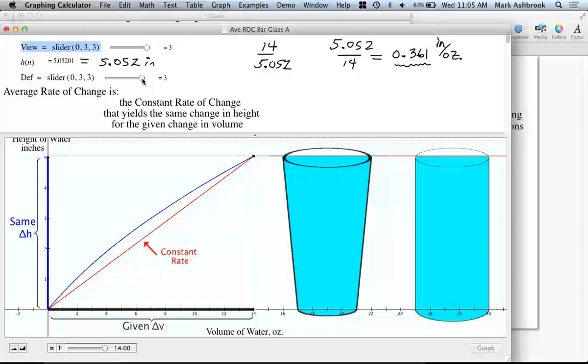So memorize that. And practice. Yeah, we're going for understanding, but at first you've got to memorize that. Memorize it and say it over and over again and think about it every time. It's the average rate of change, the constant rate that yields the same change in height for the given change in volume. In this case, 0.361 inches per ounce. Okay, so now what about this?